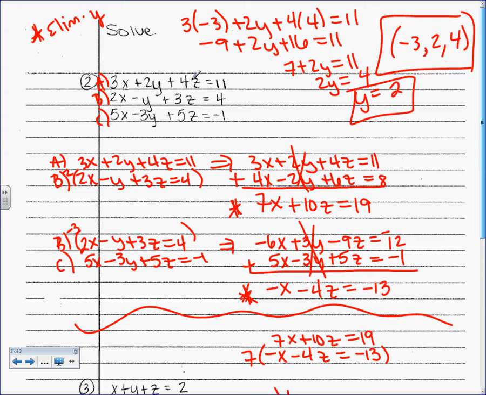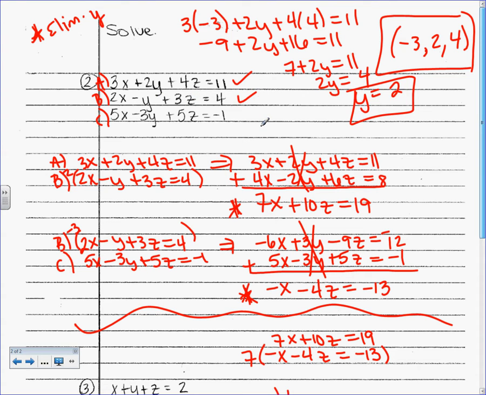Negative 5 plus 16. What's negative 5 plus 16? 11. So it worked in that one, right? Let's plug it into the second one. That would be 2 times negative 3, which is negative 6. What's negative 6 minus 2 more? Negative 8. Plus 12. 4.